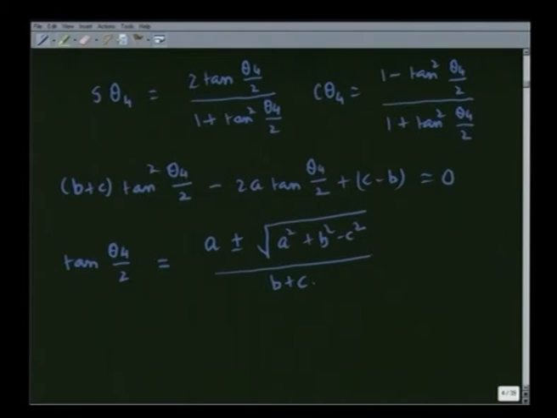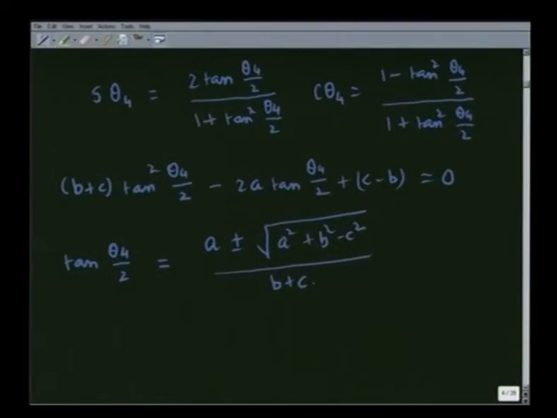So, you get two roots for tan theta 4 by 2 and the right hand side may come out to be positive or negative. Of course, it can never be imaginary once the kinematic diagram is okay, that is a 4R linkage has been made, a closed loop has been obtained, a, b, c will be of such values that this square root can never be of a negative quantity. So, we may get 2 positive, 2 negative or maybe 1 positive and 1 negative.